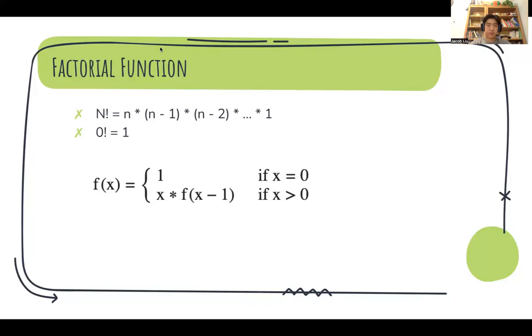All right. Another example is the factorial function. Some of you may know that factorial is basically just the number times 1 less than it, times 1 less than that. So 10 factorial is 10 times 9 times 8 times 7 times 6 times 5 times 4 times 3 times 2 times 1.